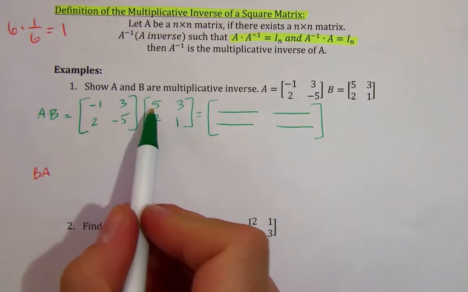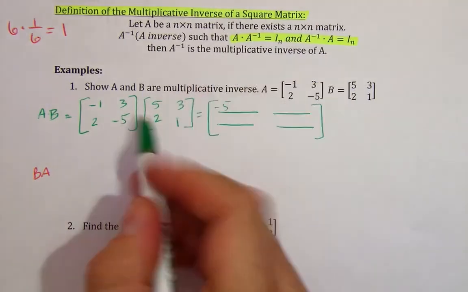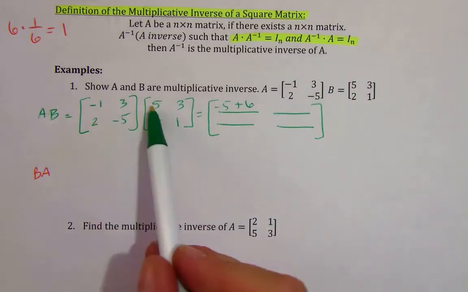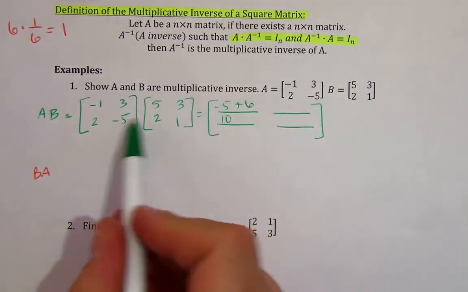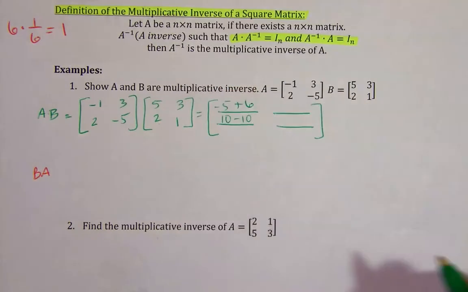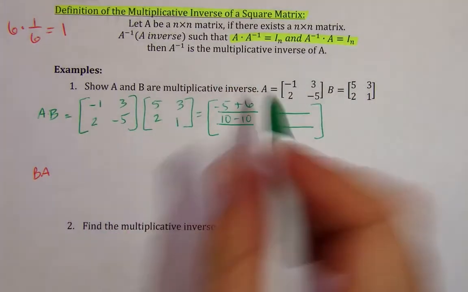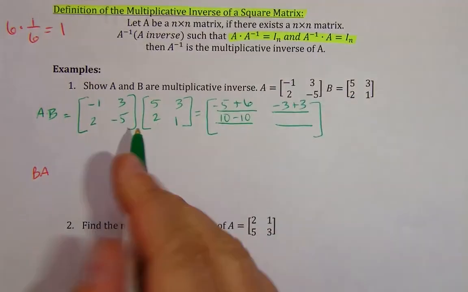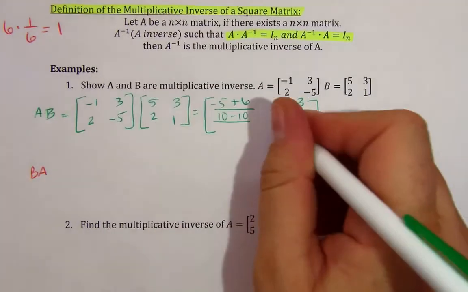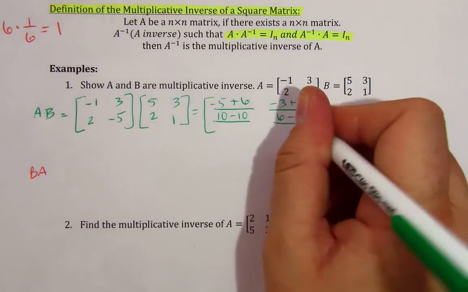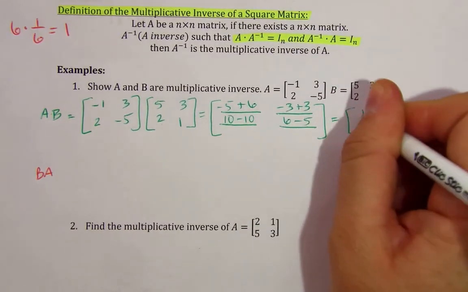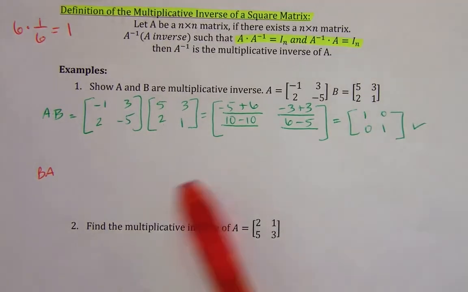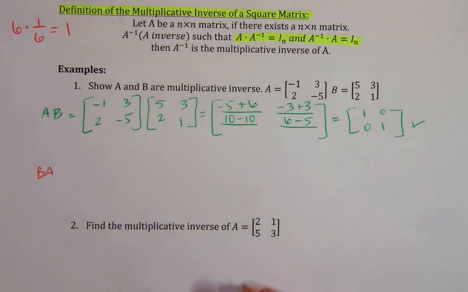we're going to have -1 times 5, -5, and 3 times 2 is 6. And then down here, 2 times 5 is 10, and then 5 times 2, -10. And then -1 times 3 is -3, 3 times 1 is 3. And then down here, 2 times 3 is 6, and -5 times 1 is -5. So that gives us 1, 0, 0, 1, the identity, which is what we were looking for. And now we just need to check this one, B times A.